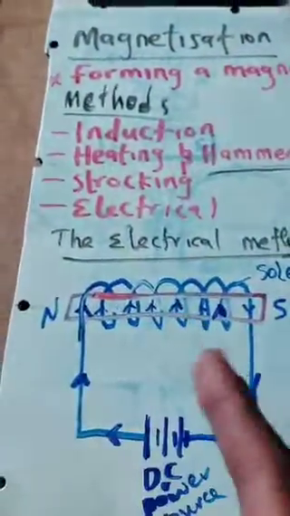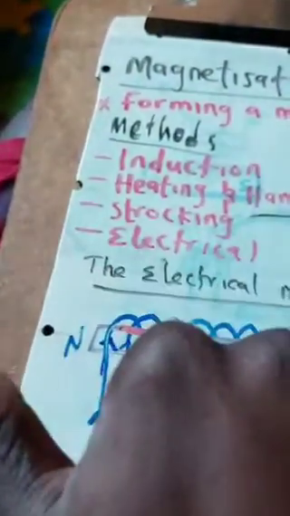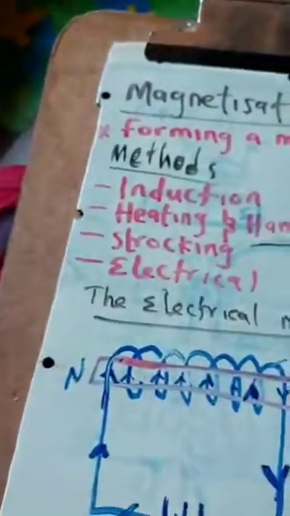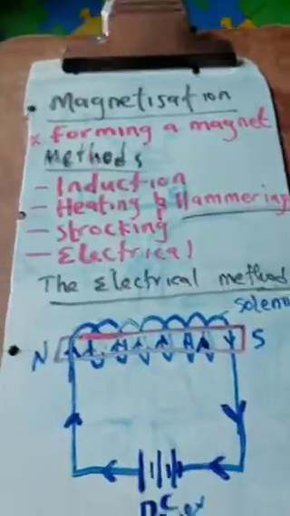If those arrows were going down, you would have gripped it like this, and north would have been in that direction. But since they are going like that and then coiling, north is there, south is there. That is it about magnetization.